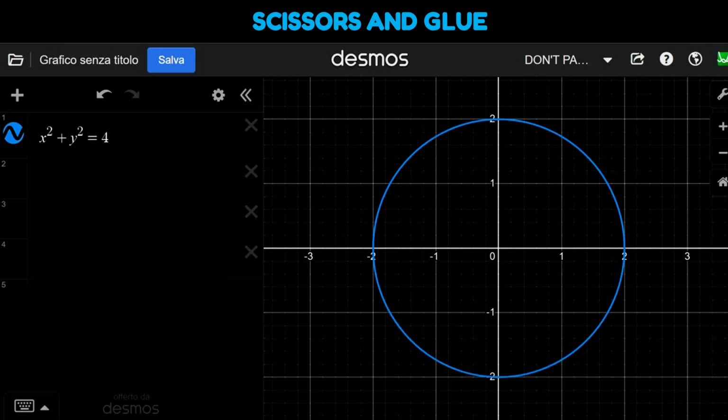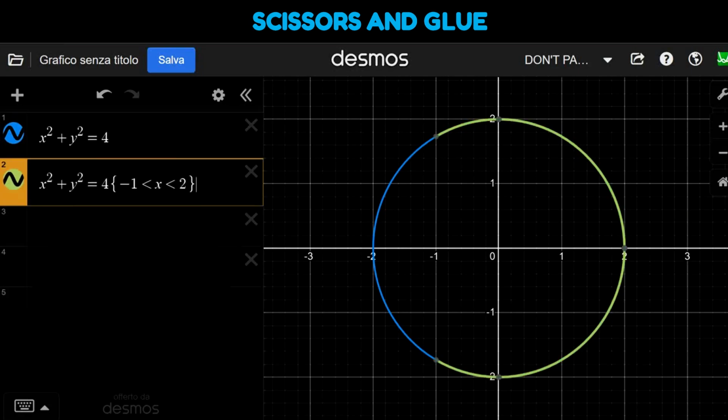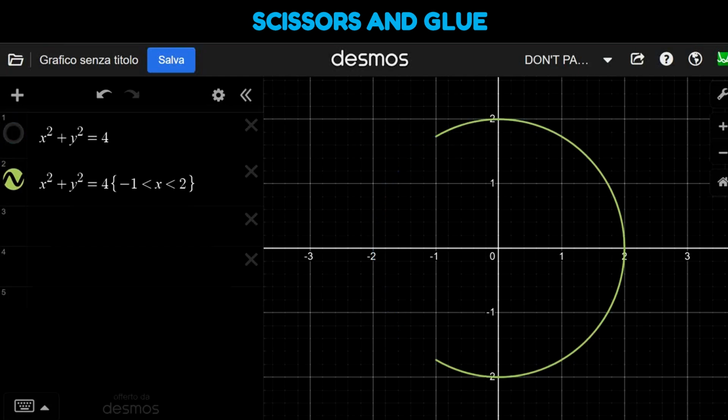On Desmos, you just need to add, at the end of the equation and inside the curly braces, the area of the graph you want to keep. For example, minus 1 less than x less than 2 will keep only the part of the graph between x equal minus 1 and x equal 2. You can add more conditions simply by including them inside the curly braces.